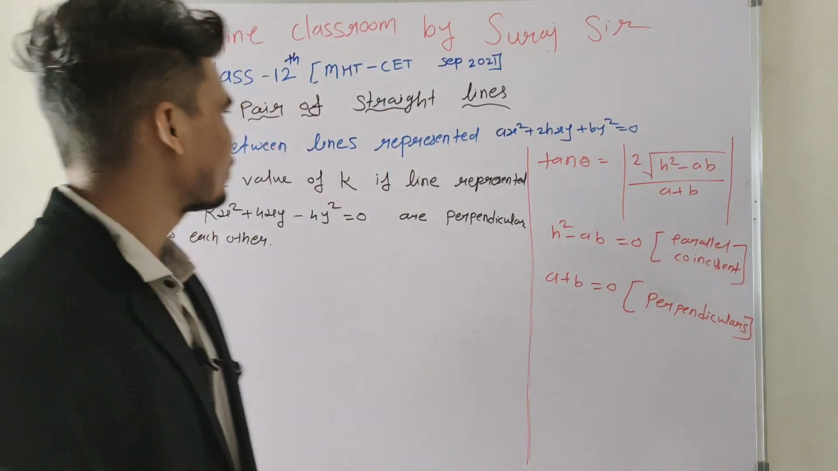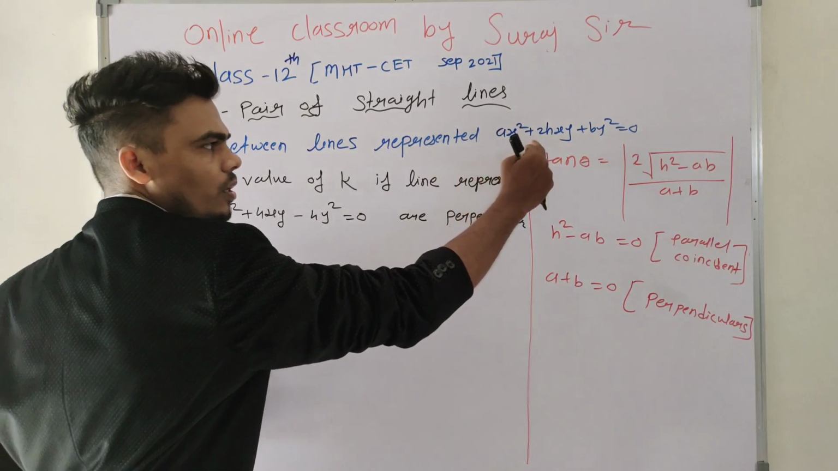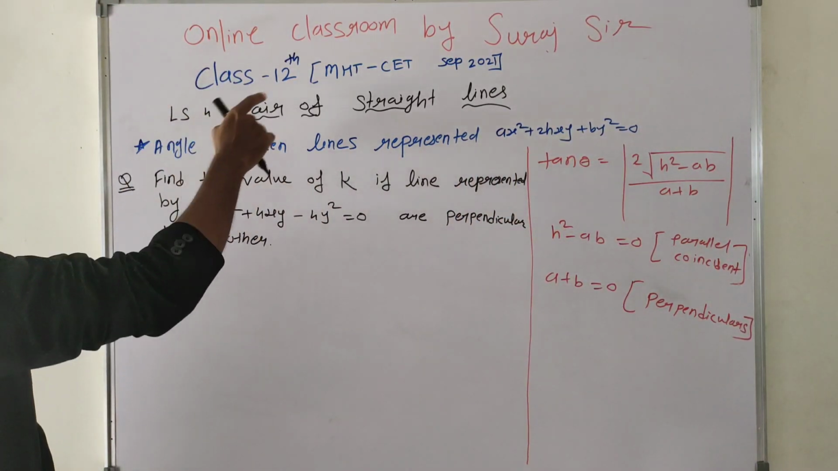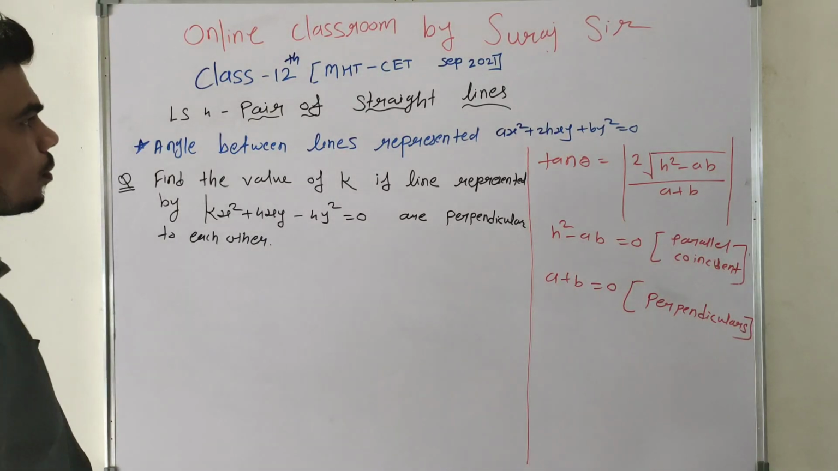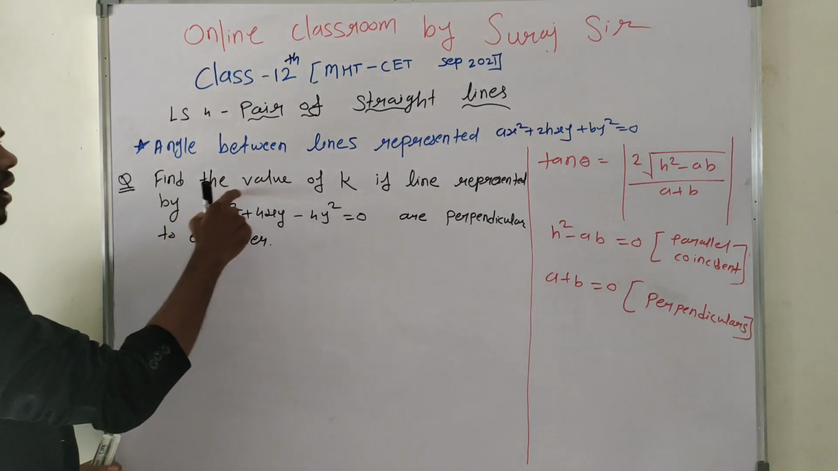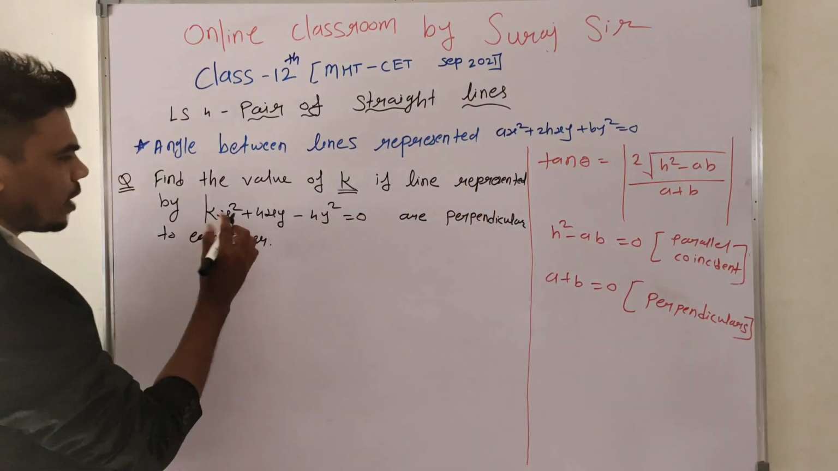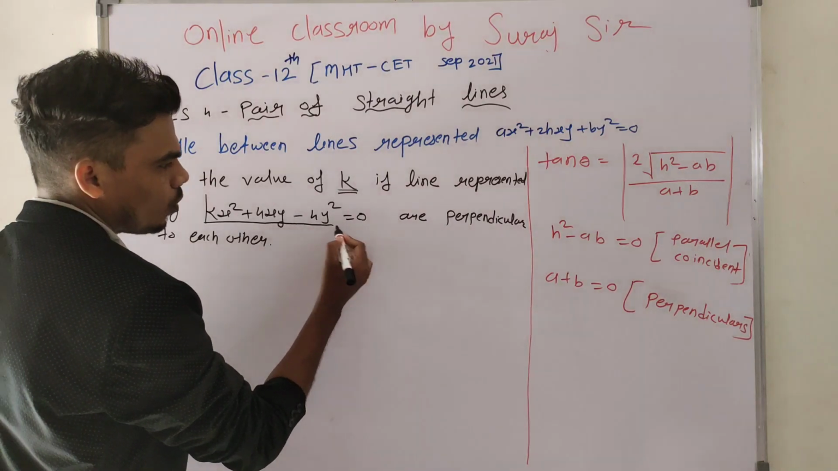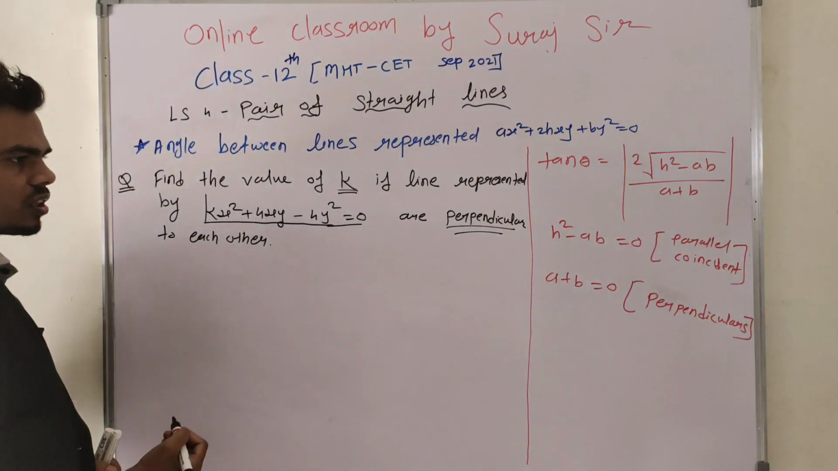Today we will discuss the angle between lines represented by ax square plus 2hxy plus by square is equal to 0. That is a part of class 12th MSTCET September 2021, lesson number 4, pair of straight lines. Question: find the value of k if the lines represented by kx square plus 4xy minus 4y square is equal to 0 are perpendicular to each other.